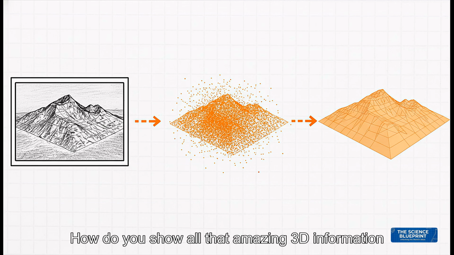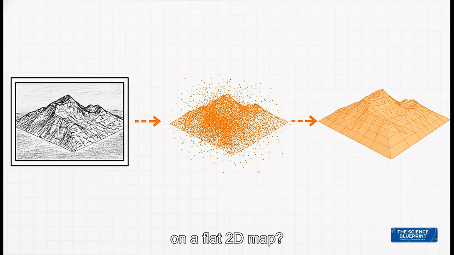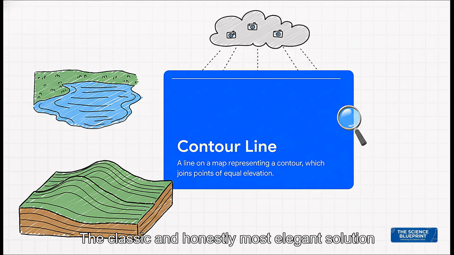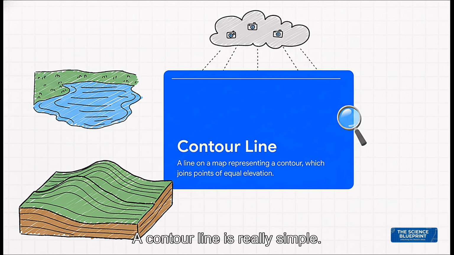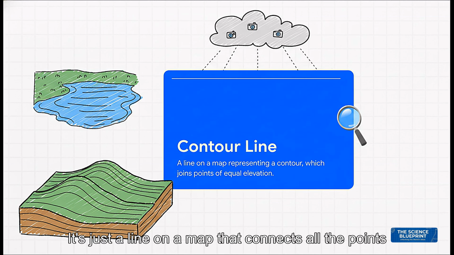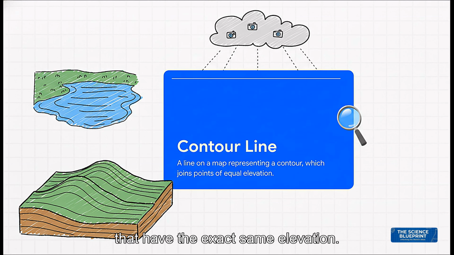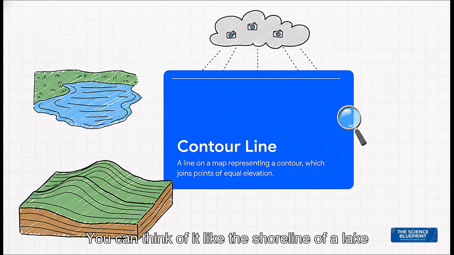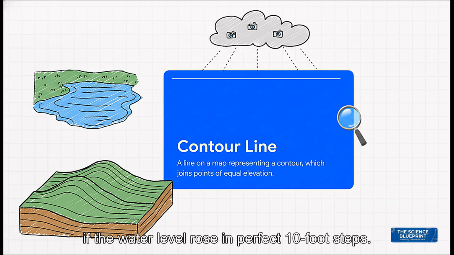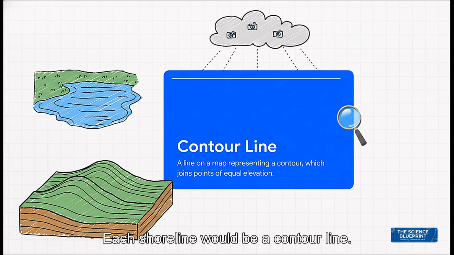How do you show all that amazing 3D information on a flat, 2D map? The classic, and honestly most elegant solution is the contour line. A contour line is really simple. It's just a line on a map that connects all the points that have the exact same elevation. You can think of it like the shoreline of a lake if the water level rose in perfect 10-foot steps. Each shoreline would be a contour line.